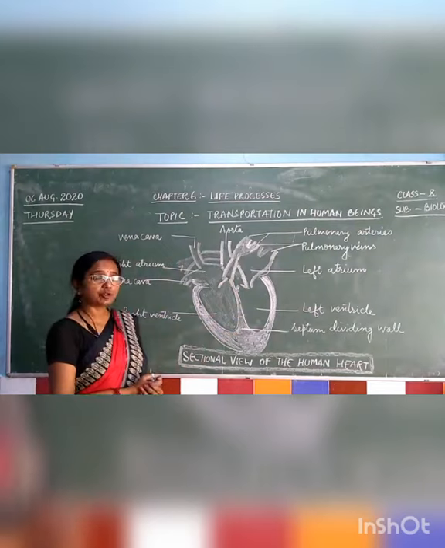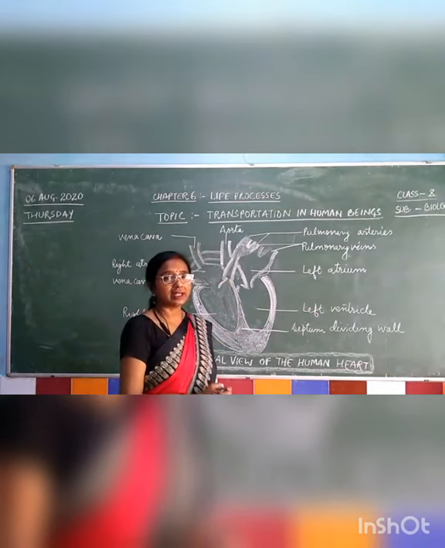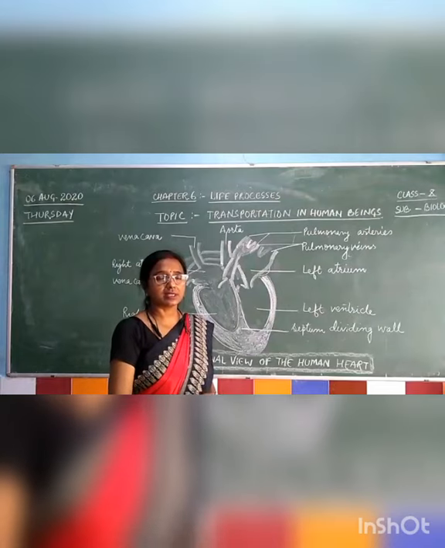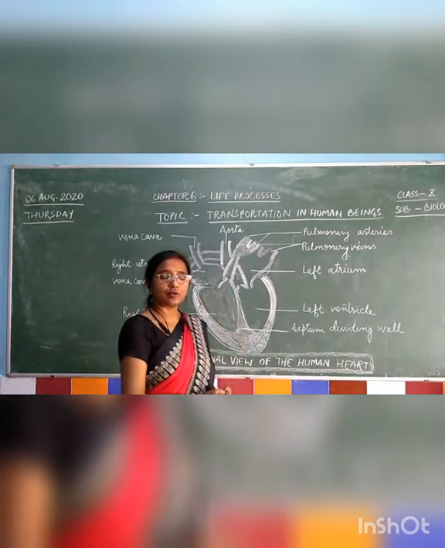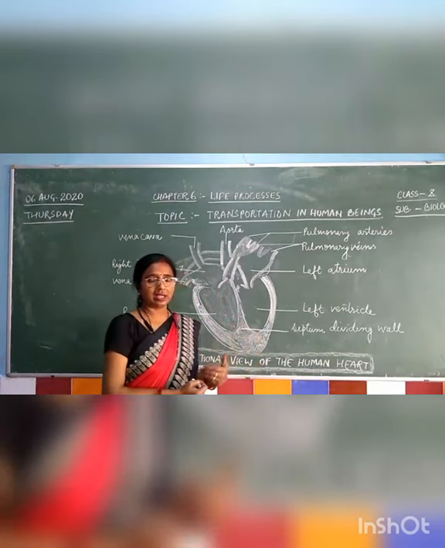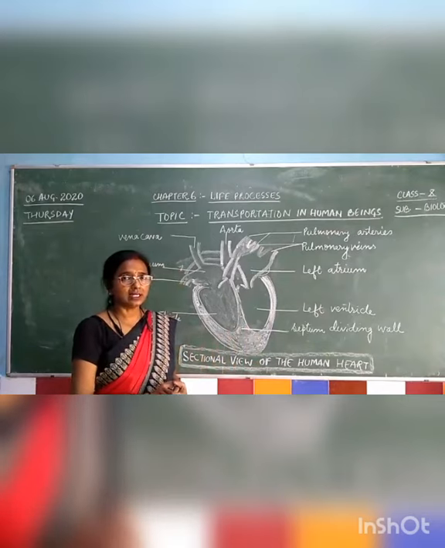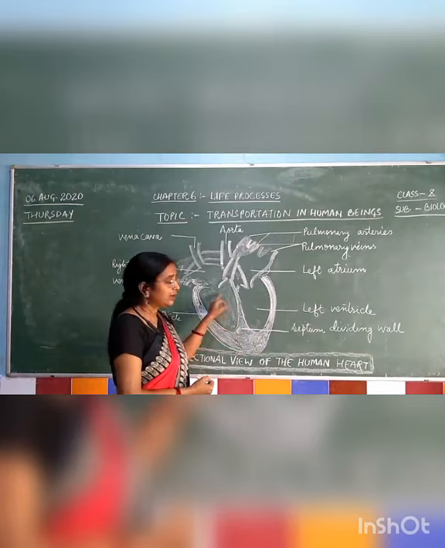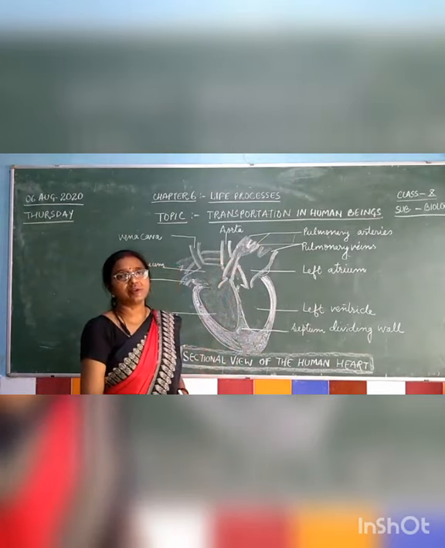Which type of blood should be transported in our body? That is the oxygenated blood, the blood which has oxygen. From where do we get oxygen? As I have already told you about the respiratory system, with the help of the lungs we take in oxygen, and that oxygenated blood, with the help of this heart, will be transported to the different body parts.